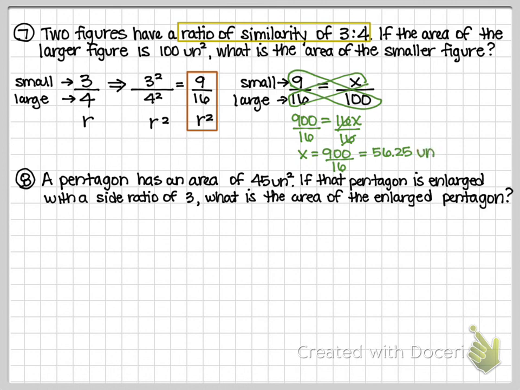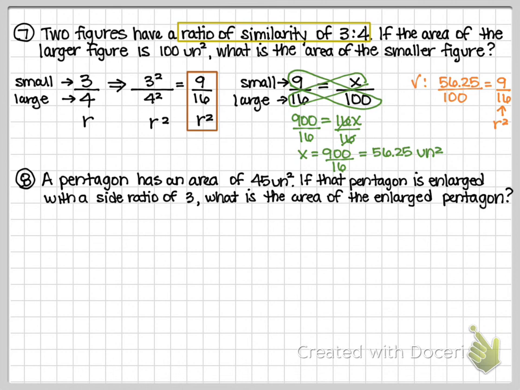Now what you can do to check, you don't have to do this, but what you can do to check this is take your 56.25 and put it over the 100. You want to simplify this. If you do 56.25 divided by 100, and you turn that back into a fraction using the calculator that we have, this is going to give us 9/16. It should match r squared. So that should be r squared. If it isn't, you made a mistake. You need to double back and fix your work.